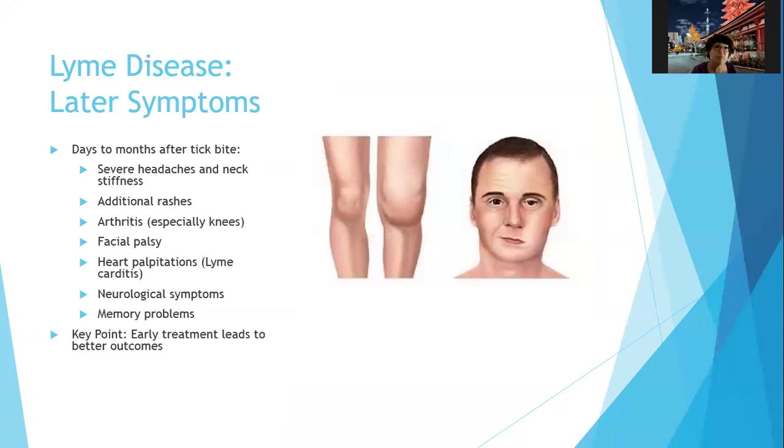In later symptoms, days to months after the tick bite, people can develop severe headaches and neck stiffness, rashes in other places besides on the bite, arthritis, especially in the knees, facial palsy, where one side of your face muscles don't work because it affects the cranial nerves, heart palpitations, which is called Lyme carditis, neurological symptoms, and memory problems. So, early treatment, and there's antibiotics that treat it, early treatment leads to better outcomes. You don't want to get to the point where you get this stuff.